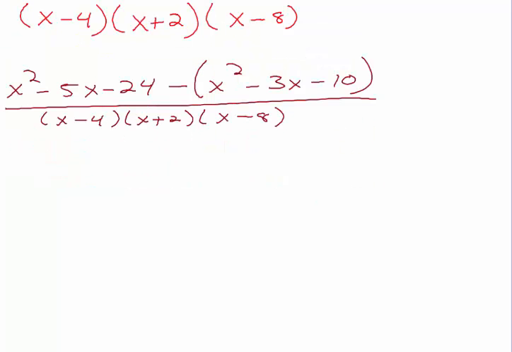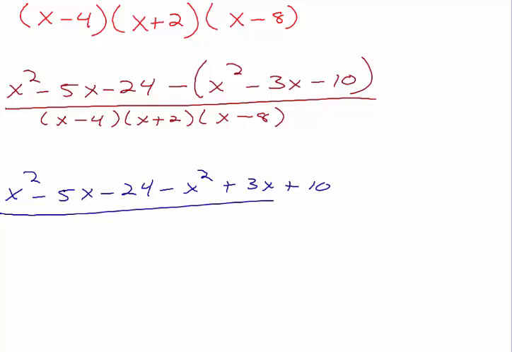Okay, so let me scroll up. So now I have that negative sign, right? So you guys remember from last year how to distribute a negative. So I'm going to get x squared minus 5x minus 24 minus an x squared plus 3x plus 10 all over what? X minus 4 times x plus 2 times x minus 8. So all I did is I took the -1, distributed it into every piece in the second numerator. So all it does is flip the signs, right? Positives become negatives, negatives become positives.